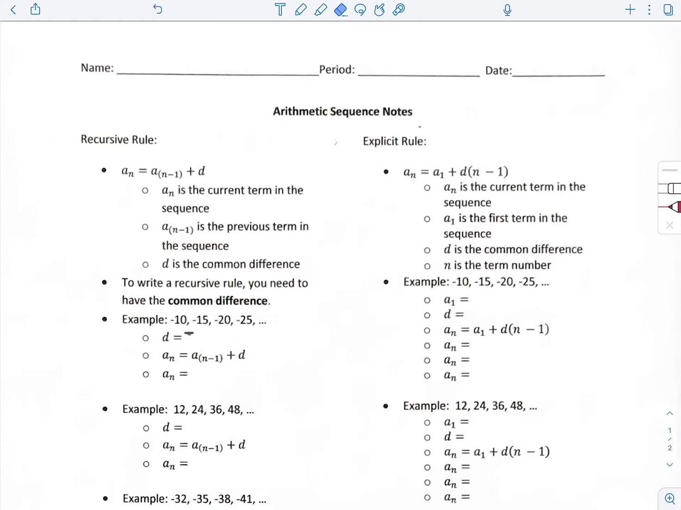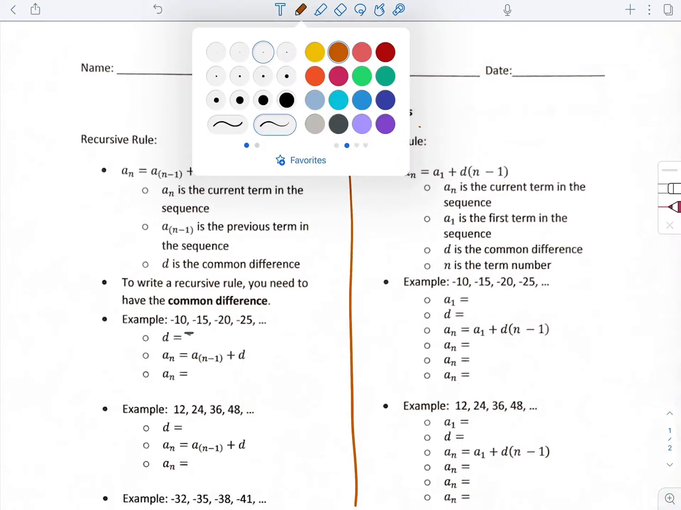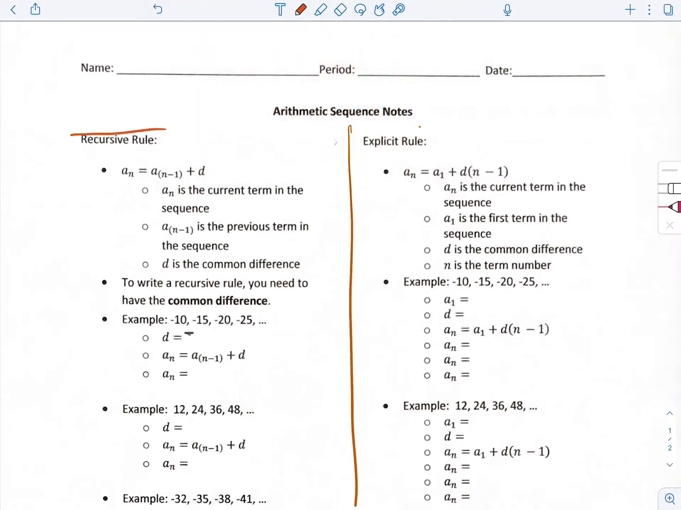All right, guys. Today we're going to talk about arithmetic sequences. Particularly, we're going to deal with the recursive rule. And you may be wondering, what is the recursive rule? It is A sub n equals A sub n minus 1 plus D. And that may sound complicated, but A sub n is just the term we're looking for.